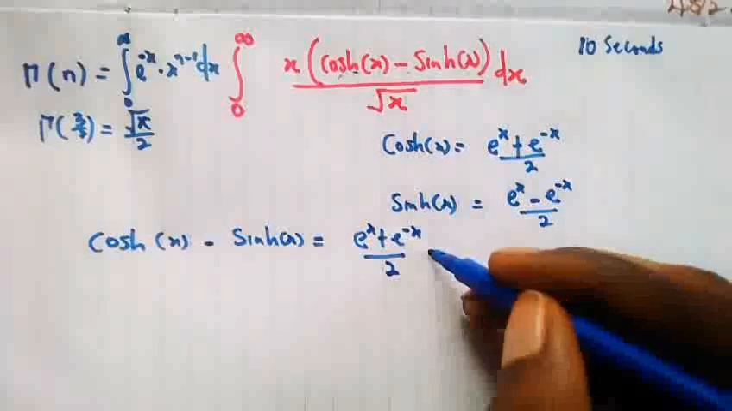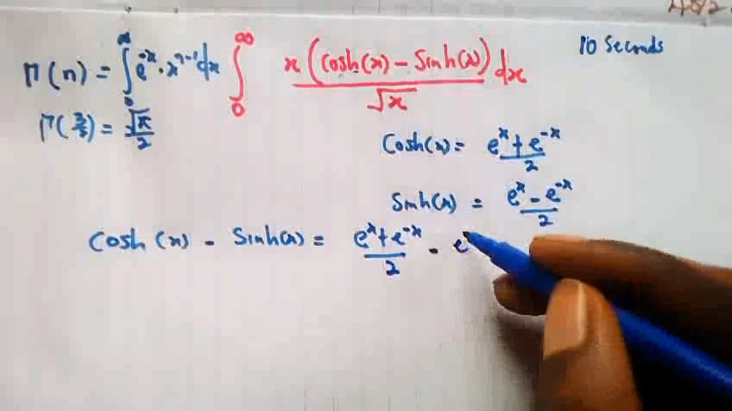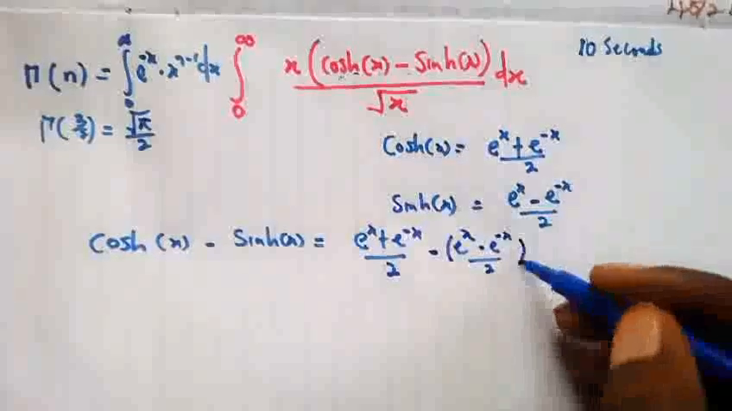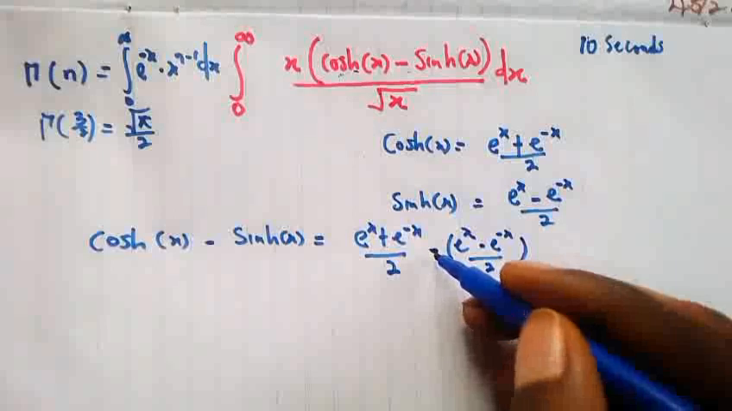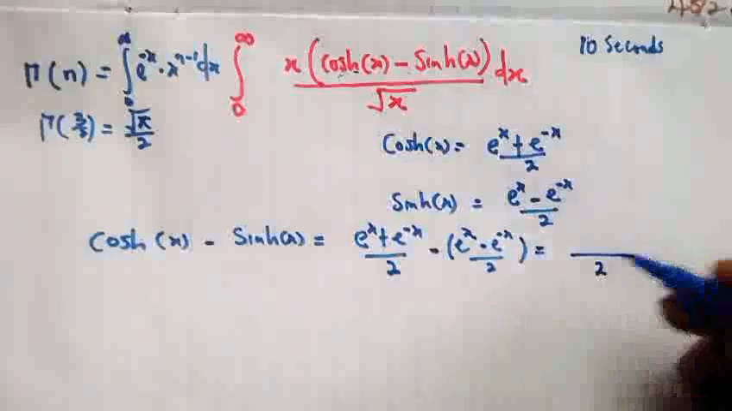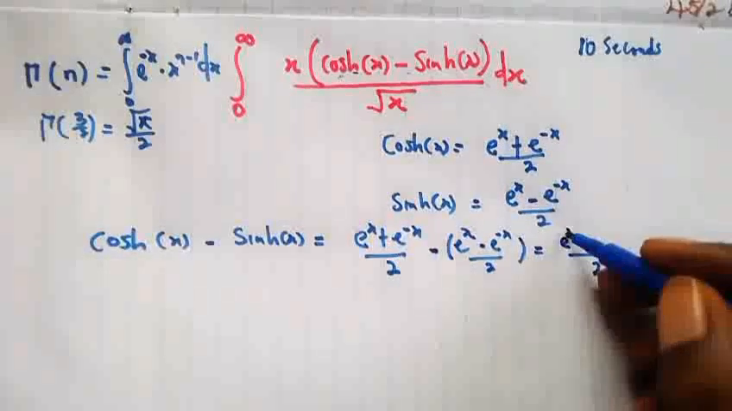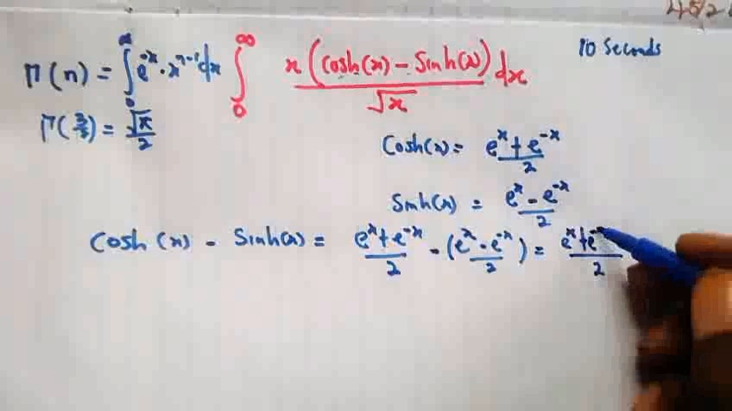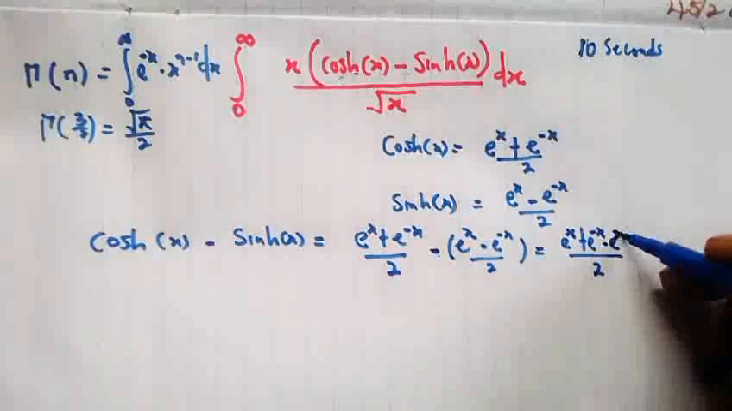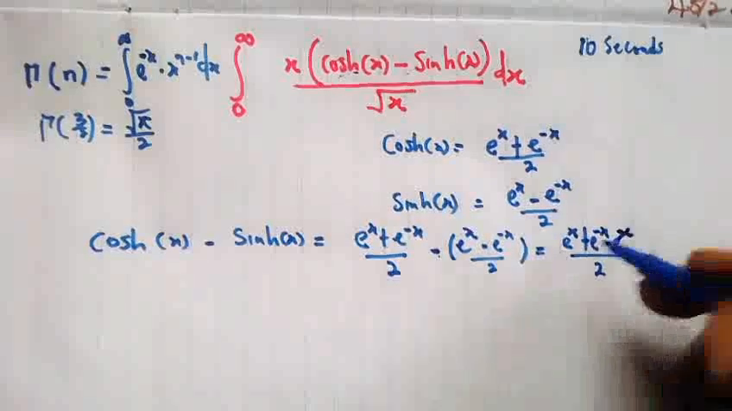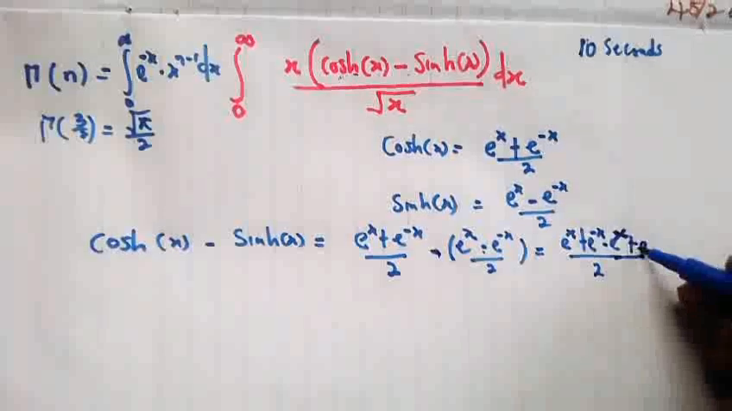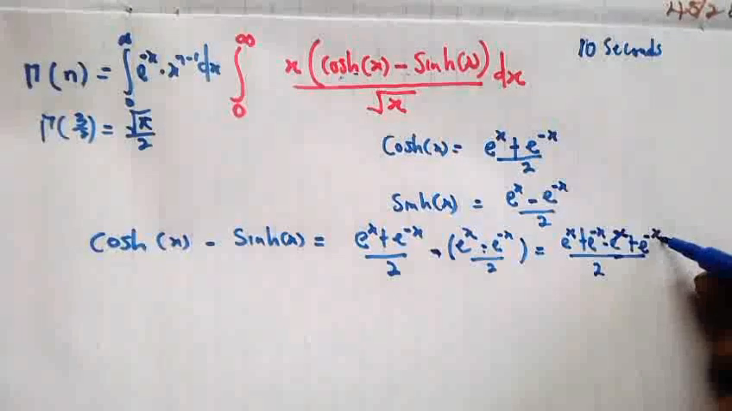minus e raised to x minus e raised to negative x all over 2. So put this in brackets because you are opening up this bracket with this negative sign here. Now the common denominator here is 2. So we have e raised to x plus e raised to negative x, minus e raised to x, and this minus changes to plus, plus e raised to negative x.